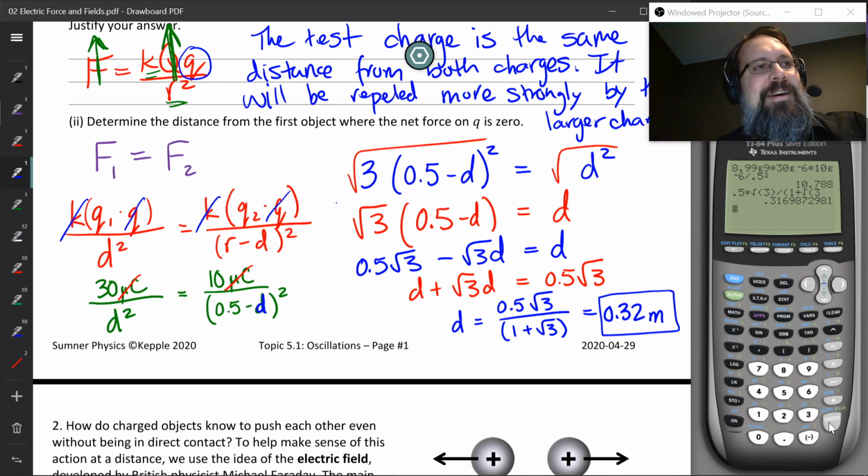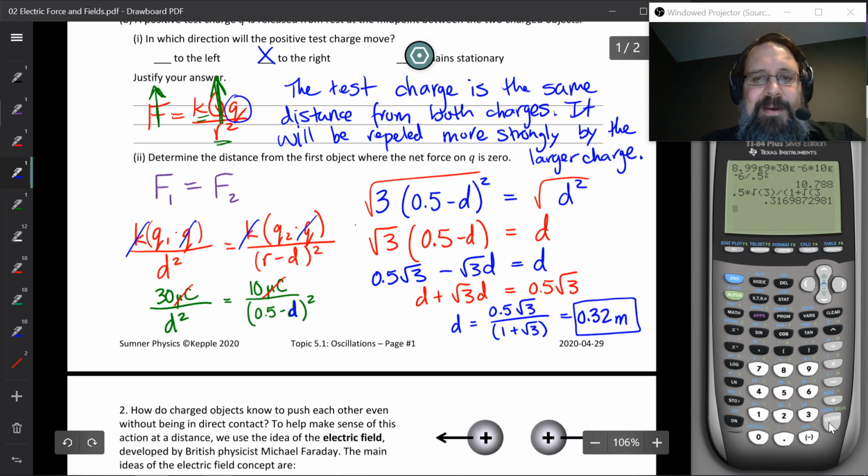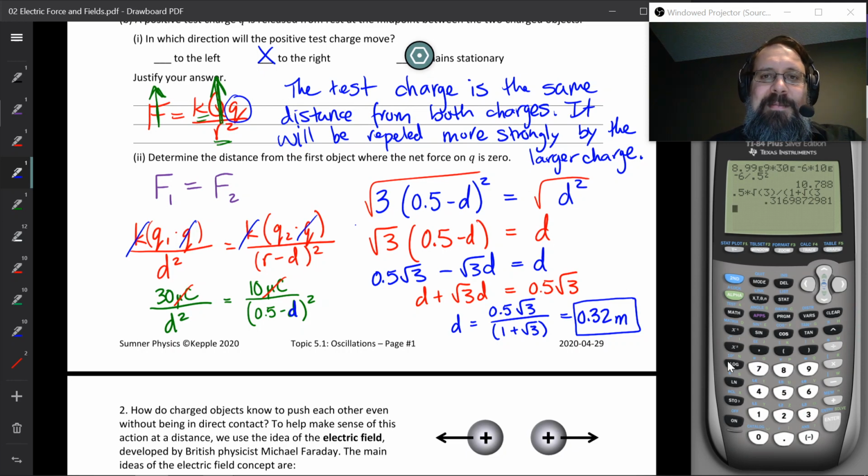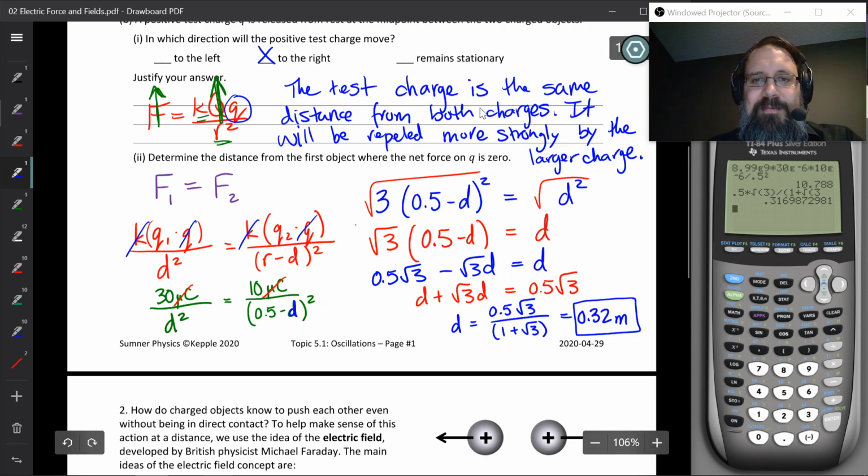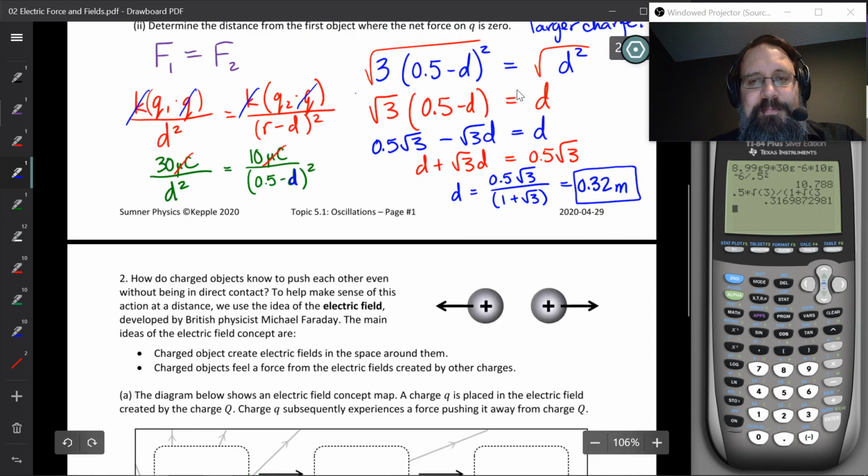All right, how much time do I have? Oh my gosh, I'm running out of time here. Okay, so that's a really hard problem. I've seen this on IB exams in the past. It pops up from time to time, but there you go.